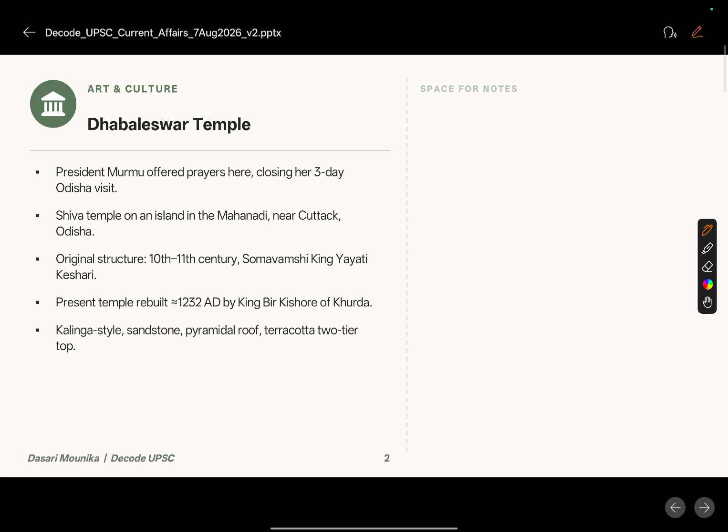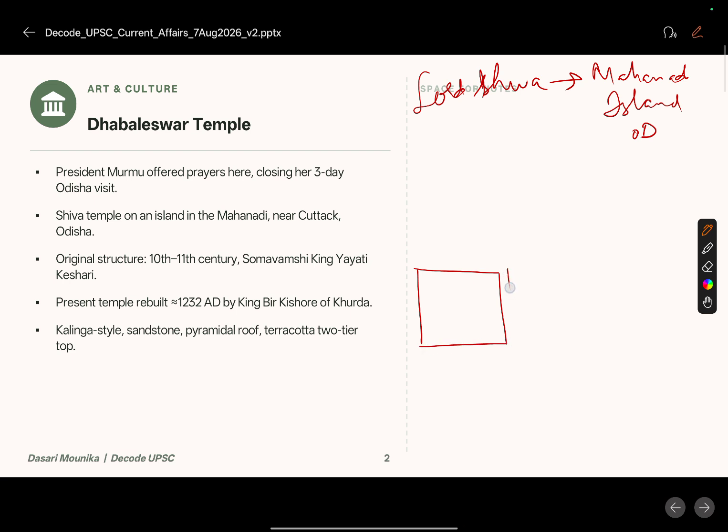So it is a Lord Shiva temple. The temple is dedicated to Lord Shiva and located at Mahanadi Island, Odisha. The main context of this is that it is in Kalinga style of architecture. In Kalinga style of architecture, there are a few prominent terms that we have to remember and which are important for our examination, because most of the questions do come from that area.